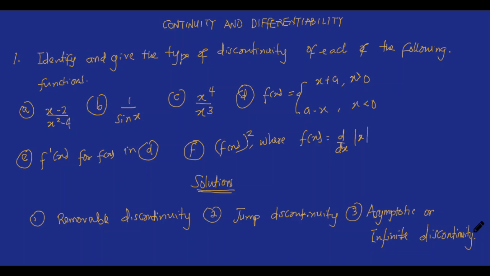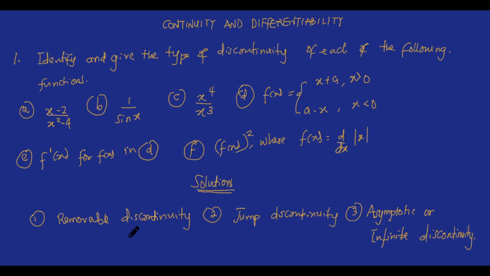An asymptotic or infinite discontinuity is a discontinuity that occurs at a vertical asymptote. Now, what is a vertical asymptote? Before we go there, remember that in the last example on limits in the previous video, we were required to find the horizontal asymptote of a curve. That evaluates the behavior of the curve as x tends towards infinity or negative infinity, as the case may be. A vertical asymptote, on the other hand, is where the function heads towards either positive infinity or negative infinity, and it is drawn as a vertical dotted line on a curve.